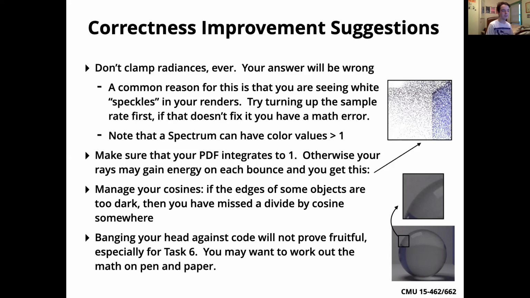If you're really getting stuck, what I would recommend doing is moving to pen and paper, right? Coming to office hours, posting on Piazza, trying to make sure that your understanding of the underlying math and physics, the radiometry, is correct. Because that's really the best way for you to actually ensure correctness in this assignment.